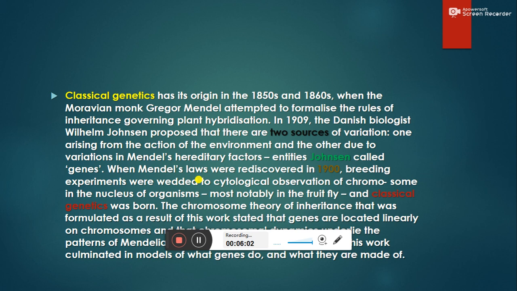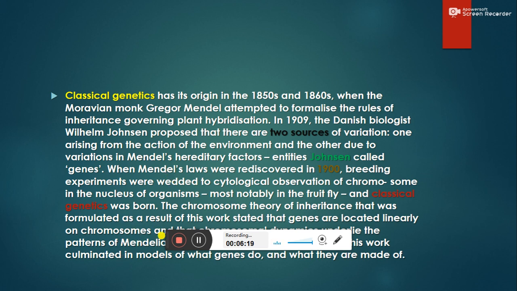And he called these entities genes. This means that Johnson proposed that there are two sources: one is phenotypic and one is genotypic. One is from the environment and one is from Mendelian heredity, the gene.